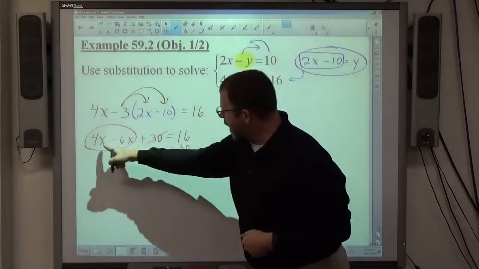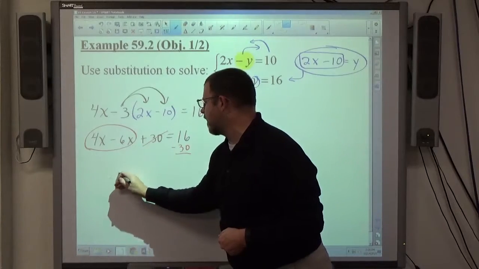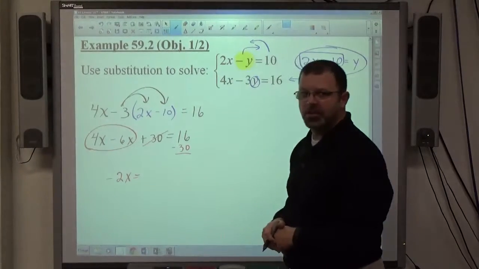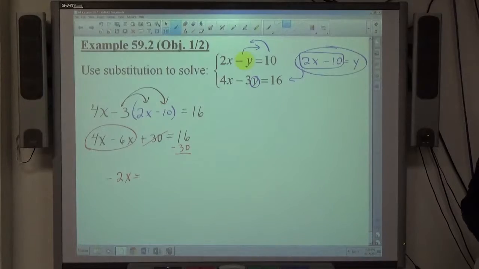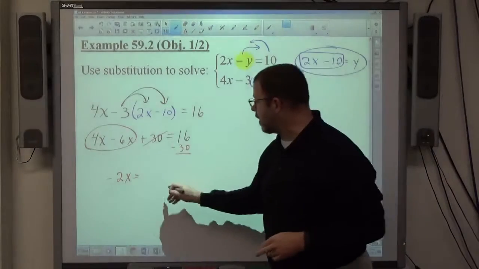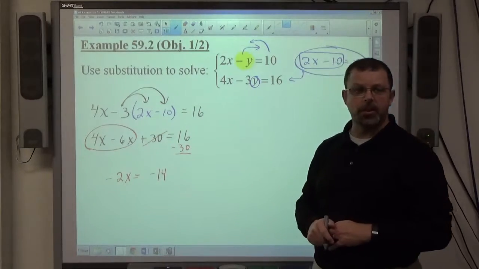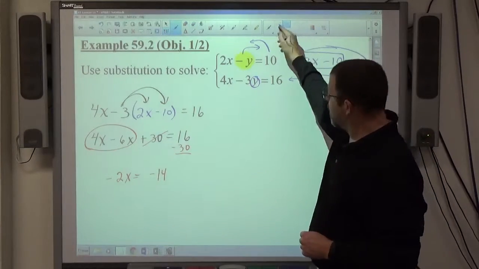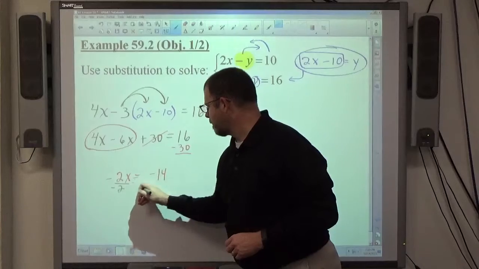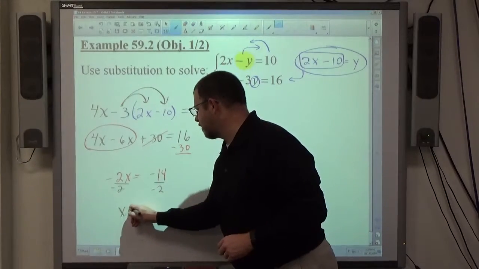So the result of my x's, 4x minus 6x makes negative 2x. Subtraction because the signs are different, and negative because 6 is bigger. On the right-hand side, 16 minus 30 is negative 14, same deal. Subtraction because the signs are different, negative because 30 is bigger. Divide both sides by negative 2. So that would be 7. Very good, x equals positive 7.